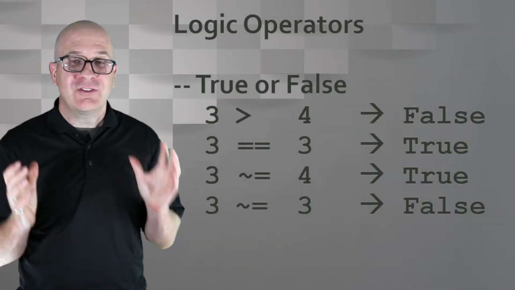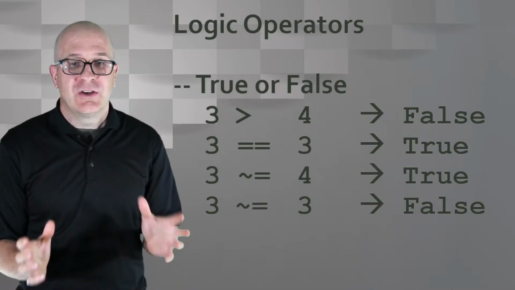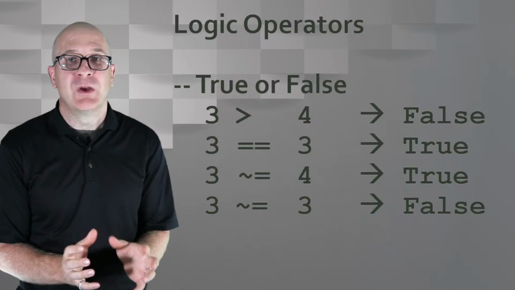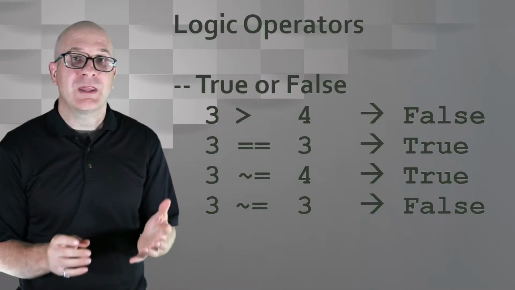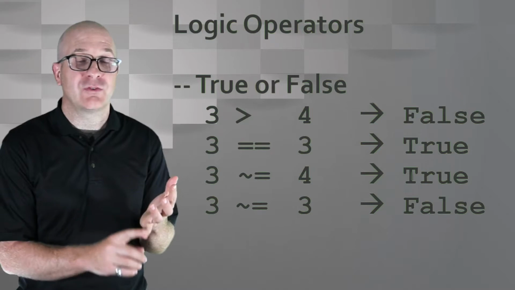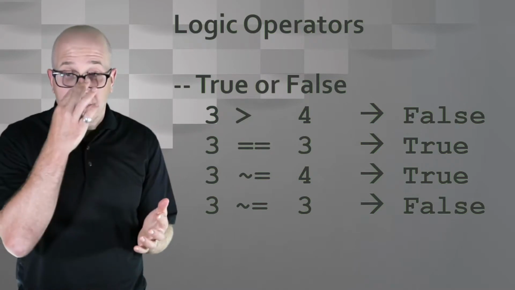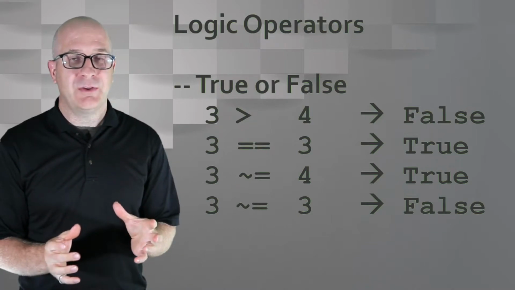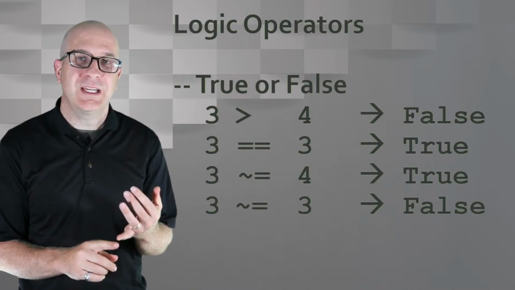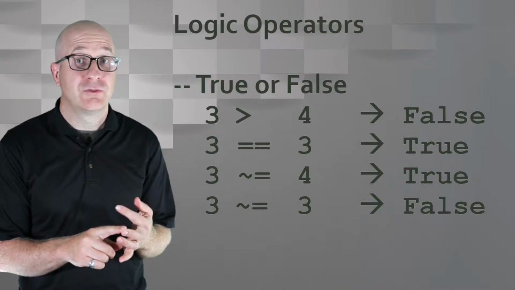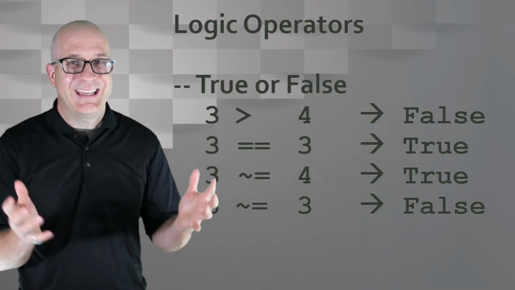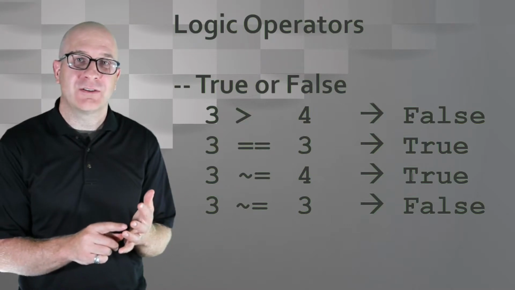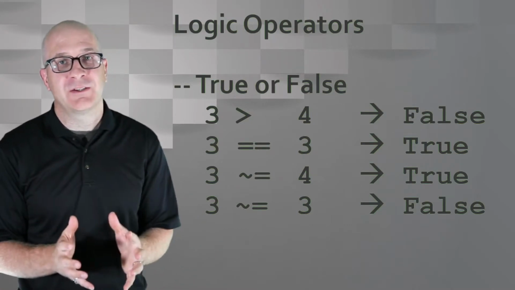All right, so let's talk a little bit about logic. If we take a look at logic in the context of a computer program, what we're really talking about is whether a computer can determine if something is true or false. Let's do a couple of very simple examples. If I told you 3 is greater than 4, true or false, you would automatically, I hope, say 3 is not greater than 4. Therefore, that statement is false.